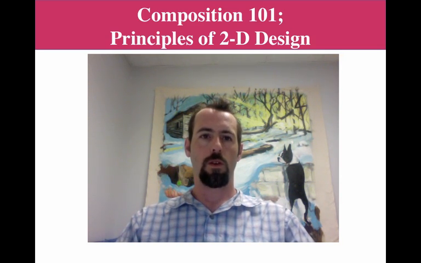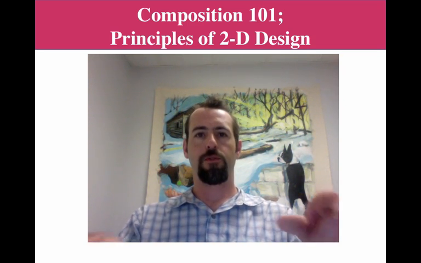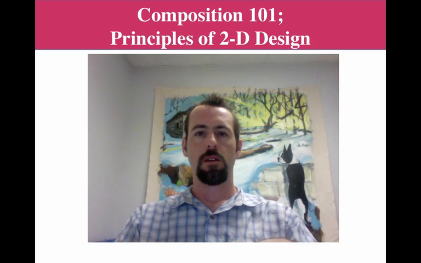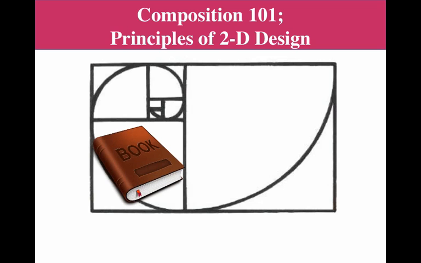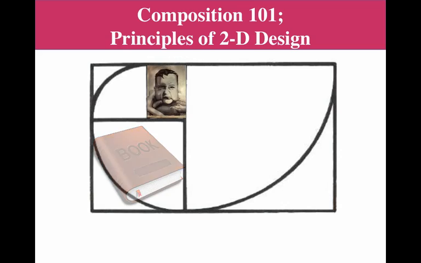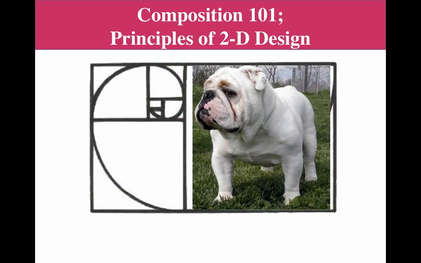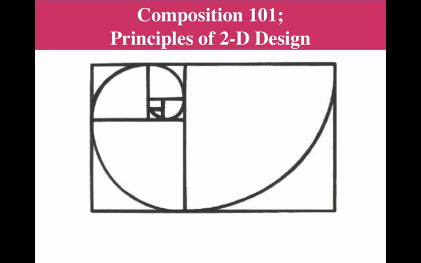Composition 101, the principles of 2D design. Composition refers to the rectangle of a photograph or a painting or a graphic like the front of a book or something like that. Anything that exists within the rectangle or the square is your composition, and it's the arrangement of images, text, or anything that's inside of that rectangle or square.